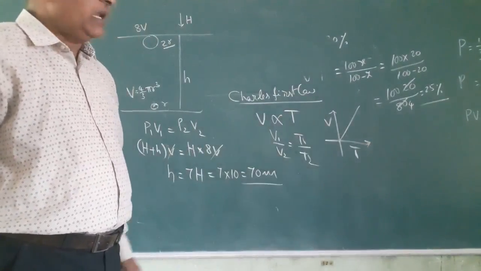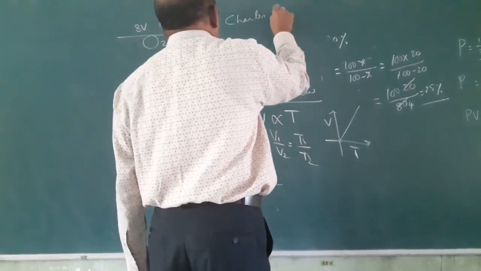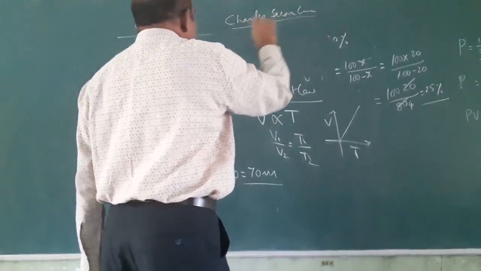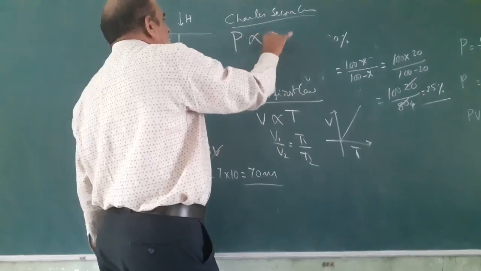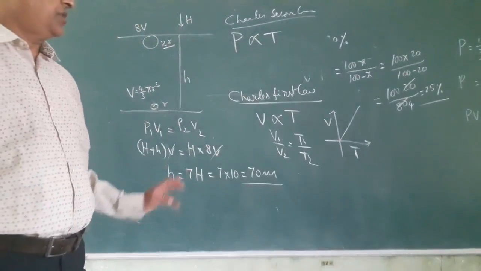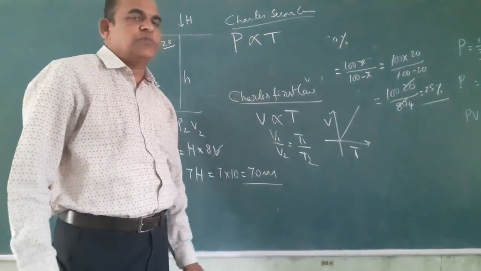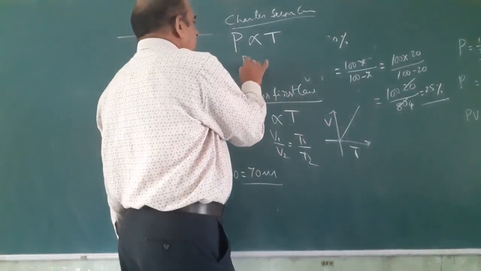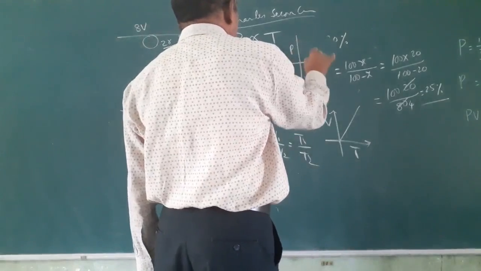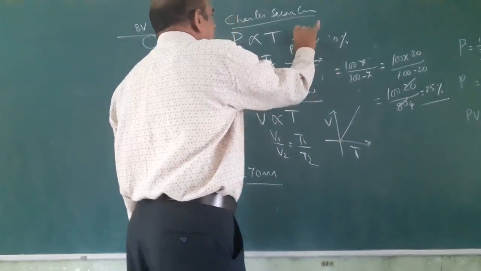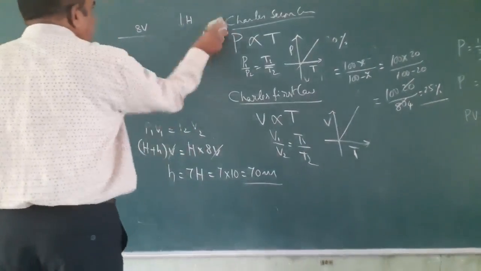Next, Charles' second law, or Gay-Lussac's law. At a constant volume, the pressure of a gas is directly proportional to absolute temperature. Therefore, P1 by P2 is T1 by T2. If we plot a graph taking pressure and temperature, it is also a straight line. Directly proportional means a straight line. Inversely proportional means a parabola.